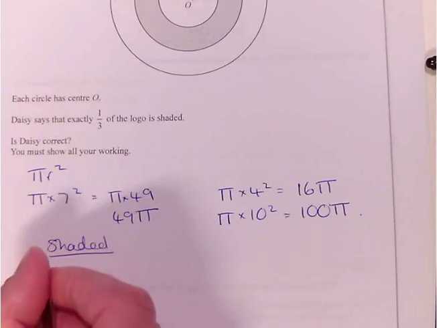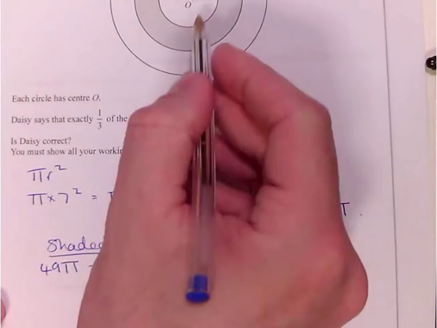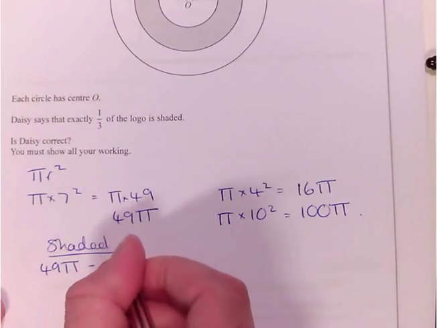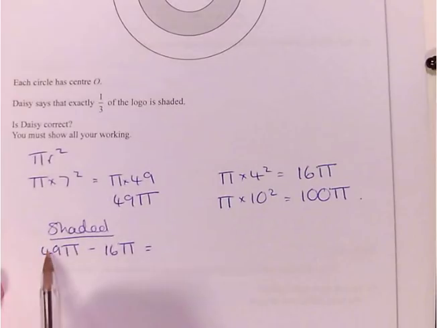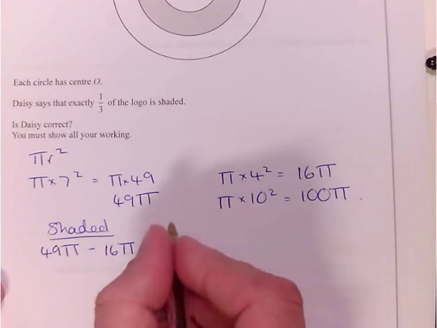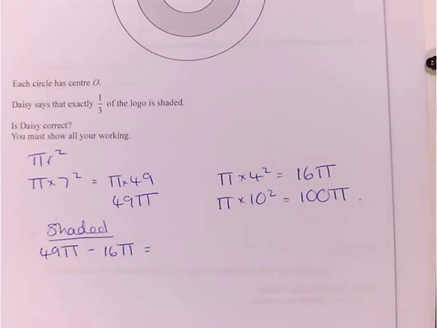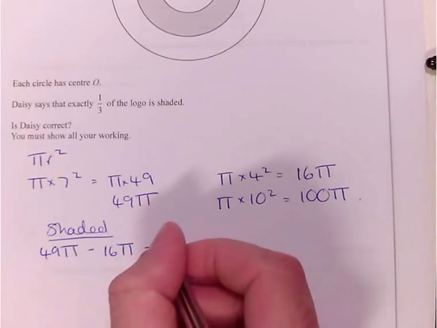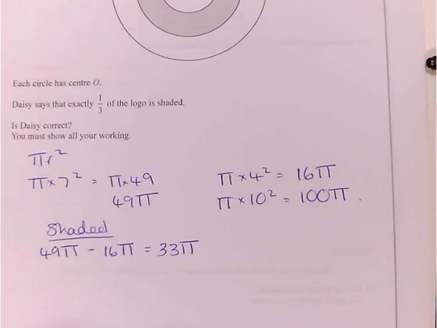we've got 49 pi, the radius of 7 one, minus that one, 16 pi. Now the same rules apply from like algebra. 49 take away the 16. So that would leave you with 33 pi. And that is the area in terms of pi of the shaded circle.